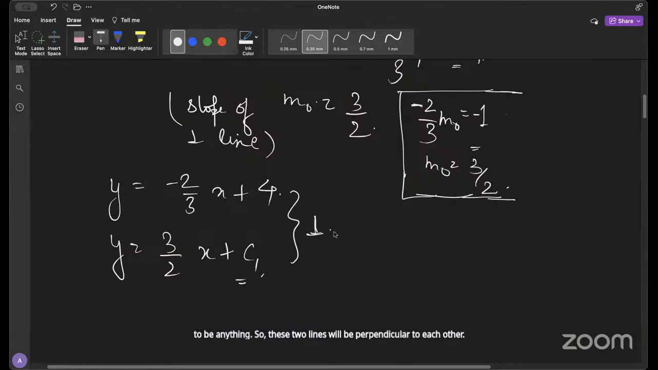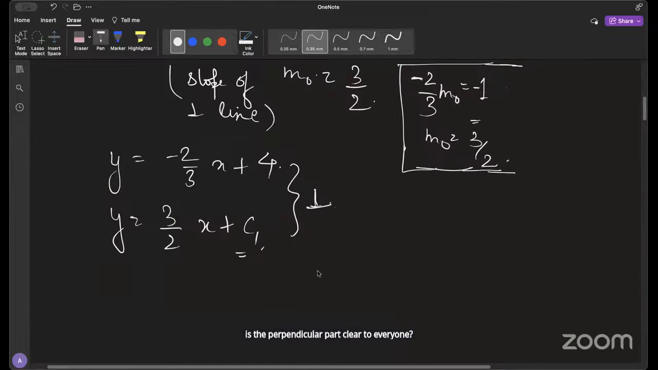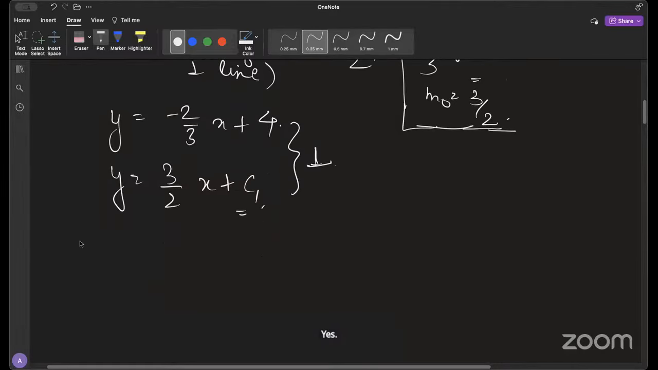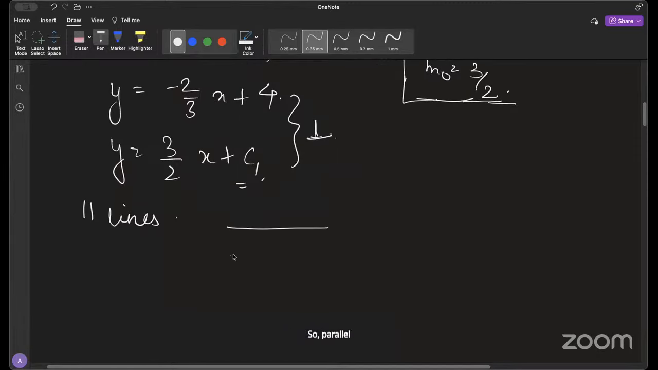Is the perpendicular part clear to everyone? Yes, ma'am. Okay, then moving on to the parallel lines. So parallel lines look like this.